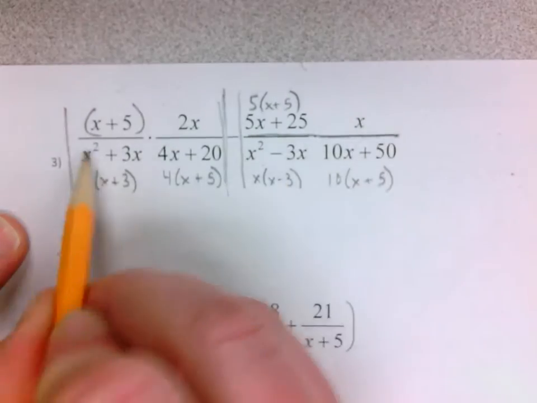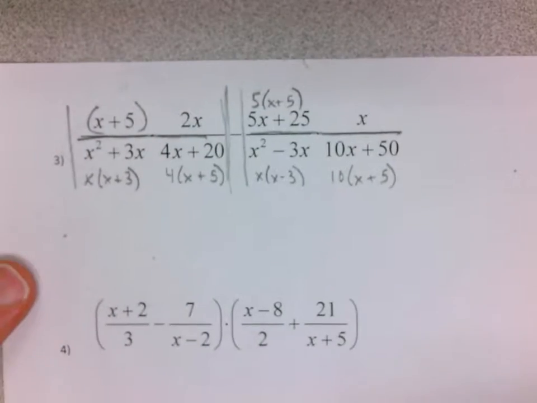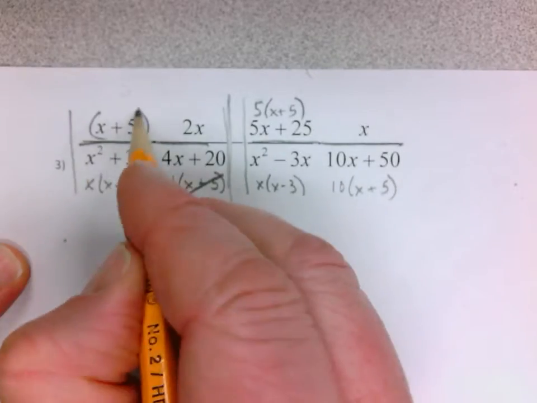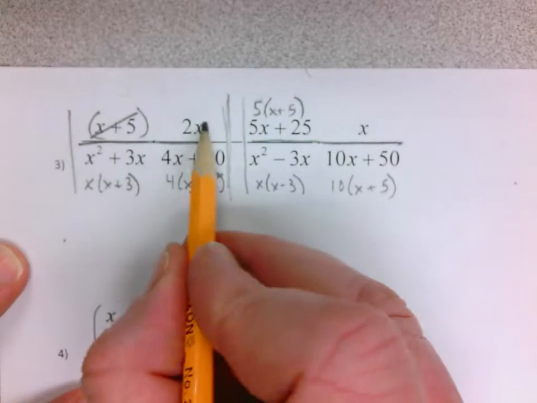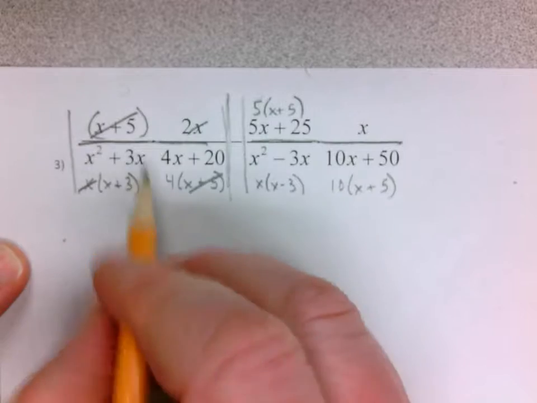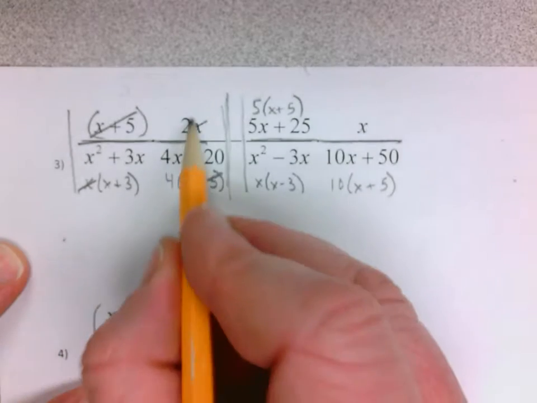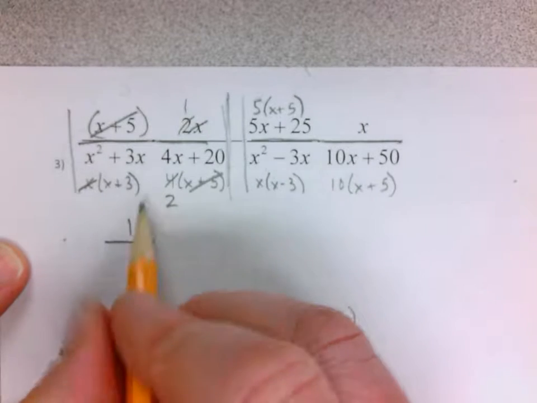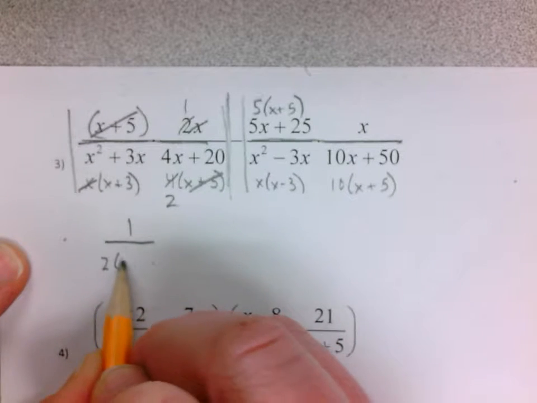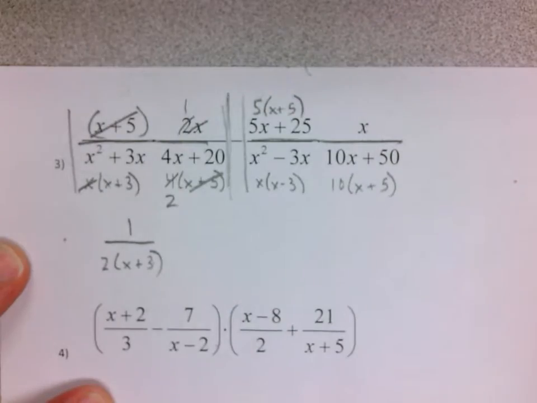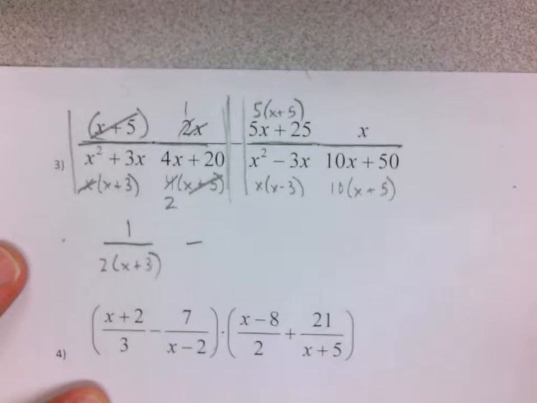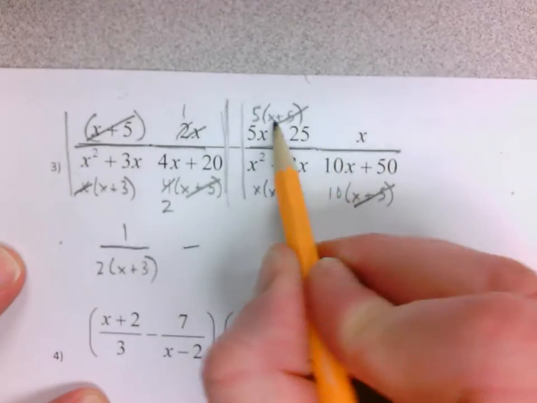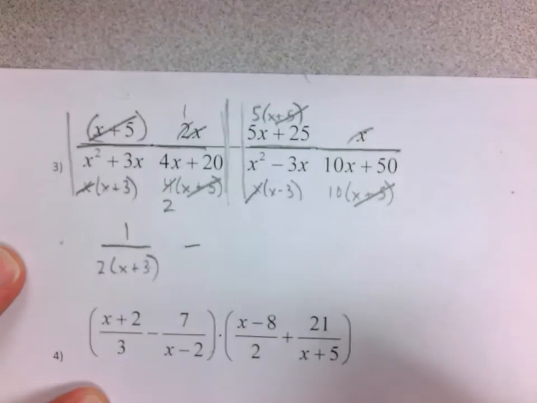So this is a fraction, this is a fraction. Well, some stuff's going to cancel out. x plus 5, x plus 5. The x's here cancel out, and the 2 cancels out, so I'm left with 1 over 2 times x plus 3. If you can reduce first, go ahead, save yourself some work. x plus 5's, x plus 5's, x.